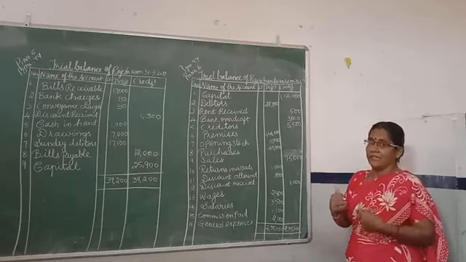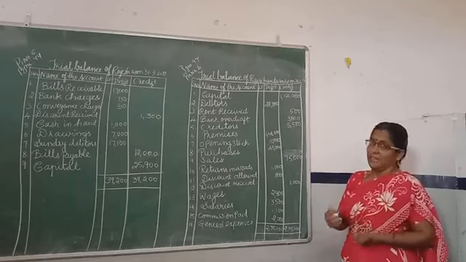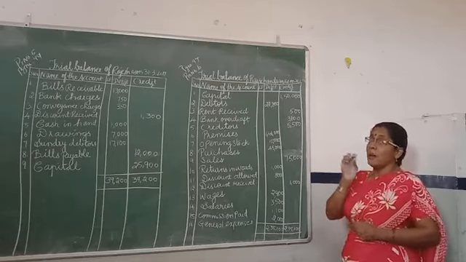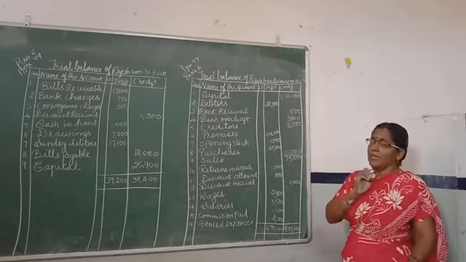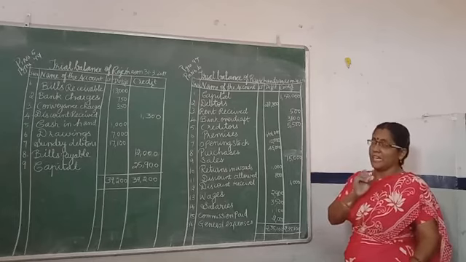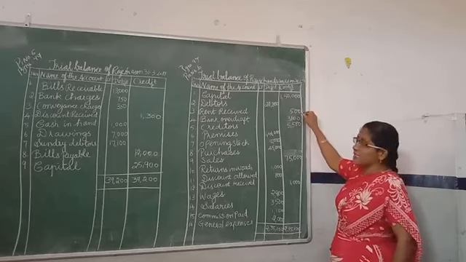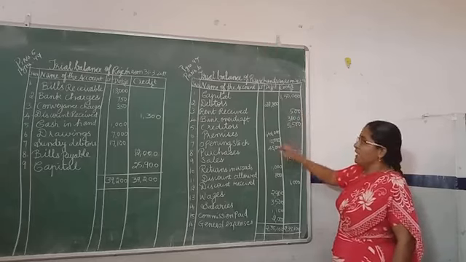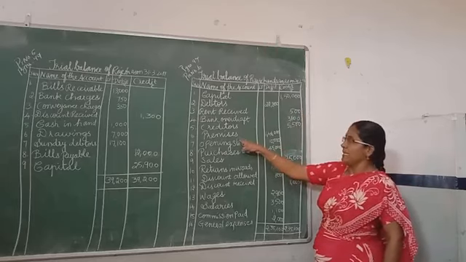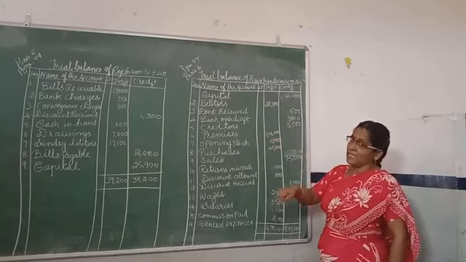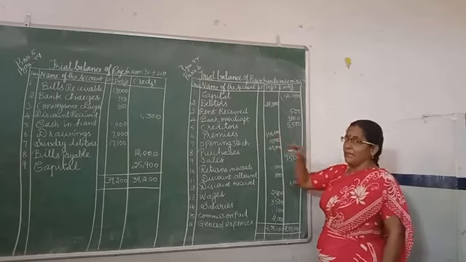Received amount, isn't it? Bank rent received, interest received also. The nominal rule will apply. So credit all incomes and gains. As per the rule, we are applying this to rent received. Then premises, it is a building, it is an asset for us. As per the real account rule, debit what comes in.